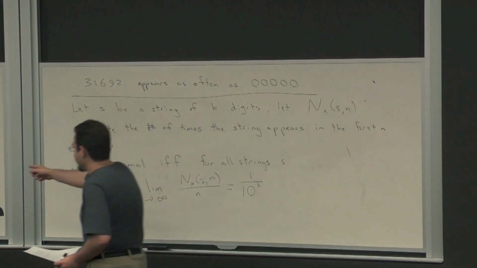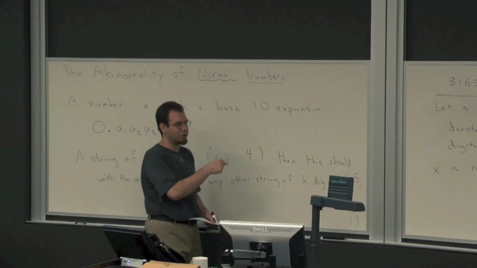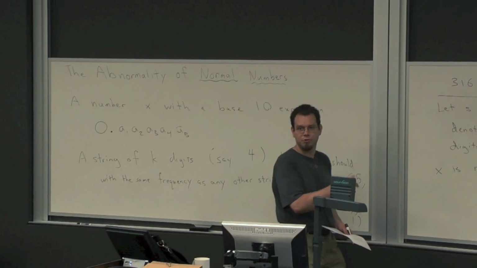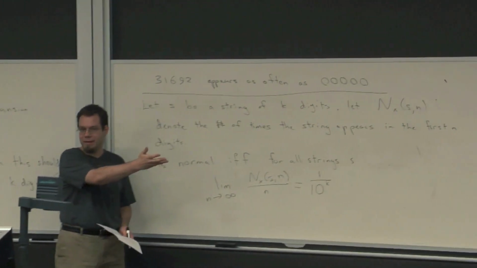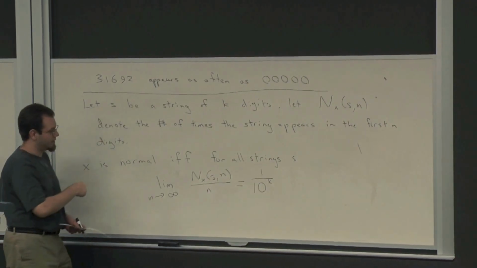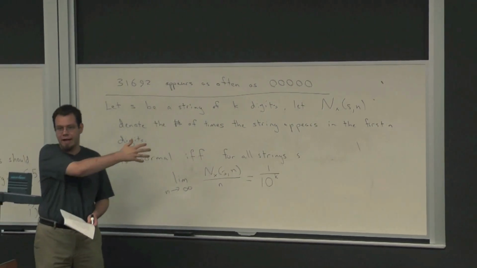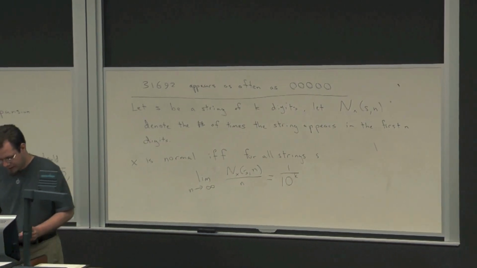So, going back to this example here, this says that the number of times I see 4 in the first n digits should approach 1/10 of the time as n gets big. And the number of times I should see 31692 in the first n digits should approach 1 over 10 to the 5th as I have more and more digits.